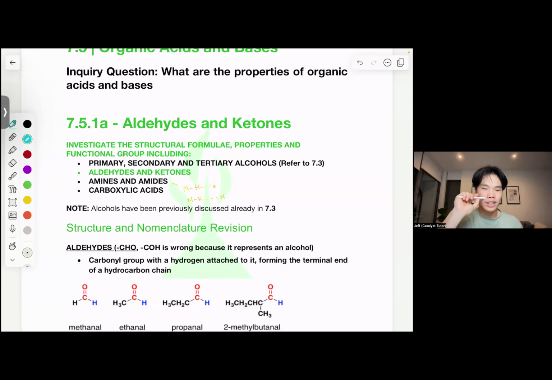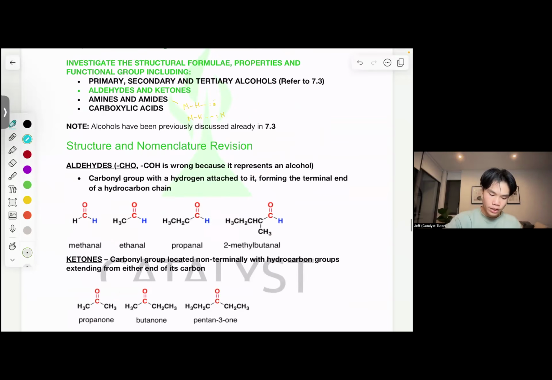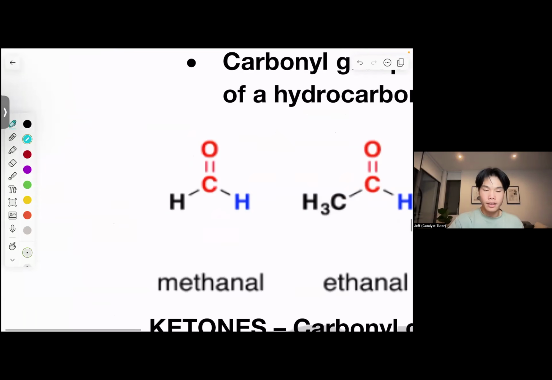So aldehydes and ketones cannot form H bonds with themselves. We've said this before. They form dipole-dipole, and they form dispersion. Because as you can see on an aldehyde, for example, there is no O to H within it. There is no OH, NH, or FH bond. But it will still have this negative dipole on the oxygen because of its asymmetry.